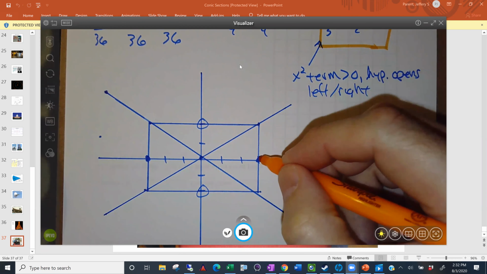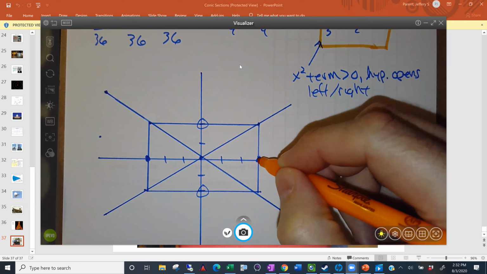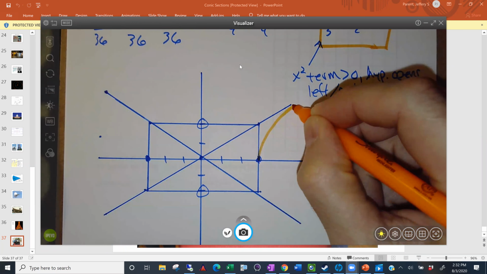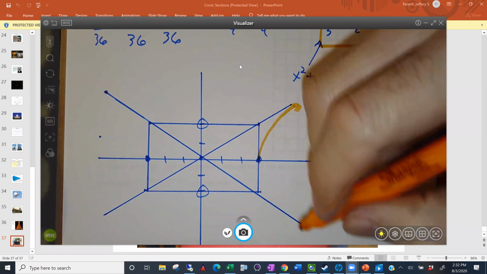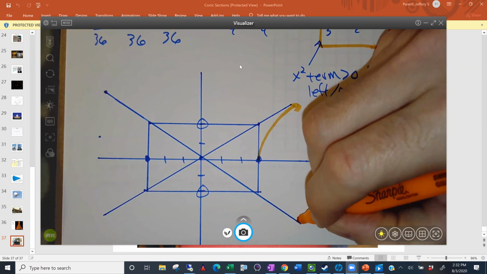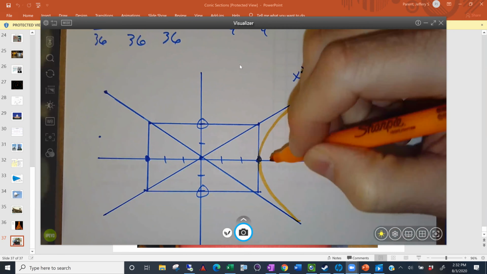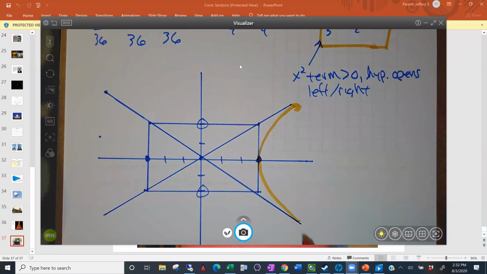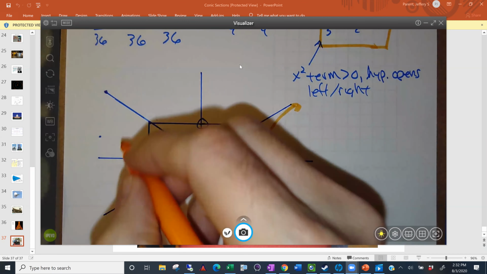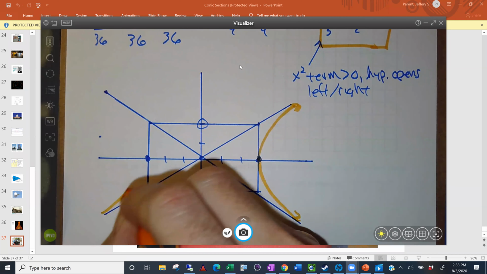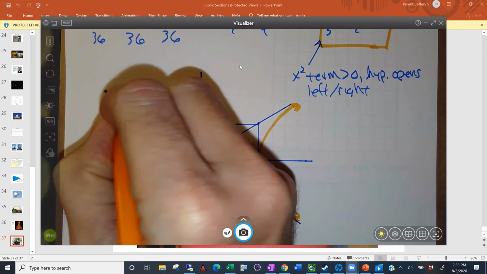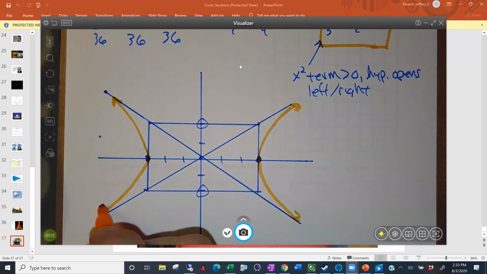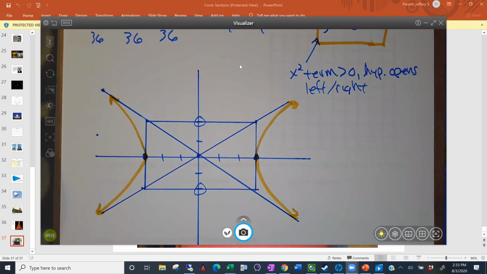The idea with our graph here is that it's going to help us draw the hyperbola. I'm going to start out at one vertex and draw a line that gets closer and closer to my asymptotes, but never quite touches. Like that. And then I need to do the same thing over here. Like that. And there's my hyperbola. Yay.